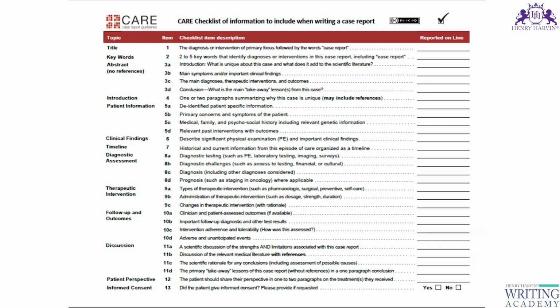So what are the main symptoms of the patient about whom you are writing this case report, and what are the important clinical findings. Then the main diagnosis, therapeutic interventions and outcomes. So what is the main diagnosis, all the diagnostic tests, and what are the results obtained from the diagnostic tests. What is the therapeutic intervention? Therapeutic intervention means the medicines or drugs administered to the patient, and what is the outcome of the treatment offered to the patient.